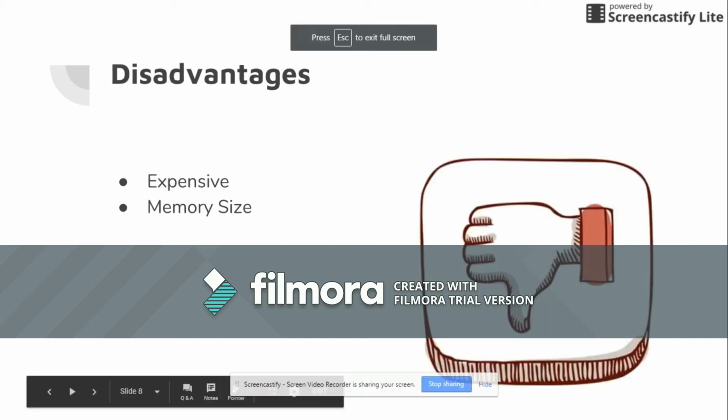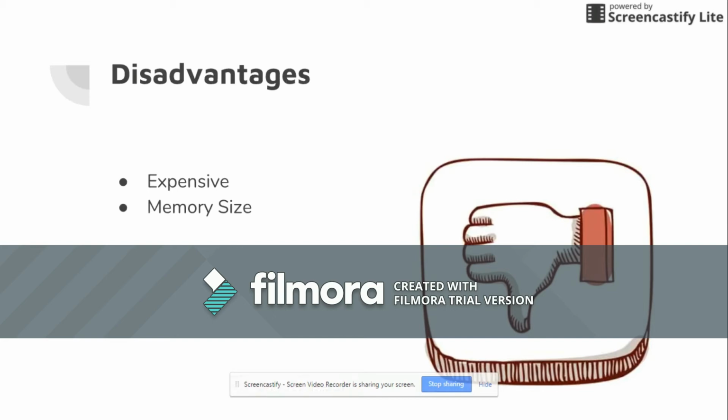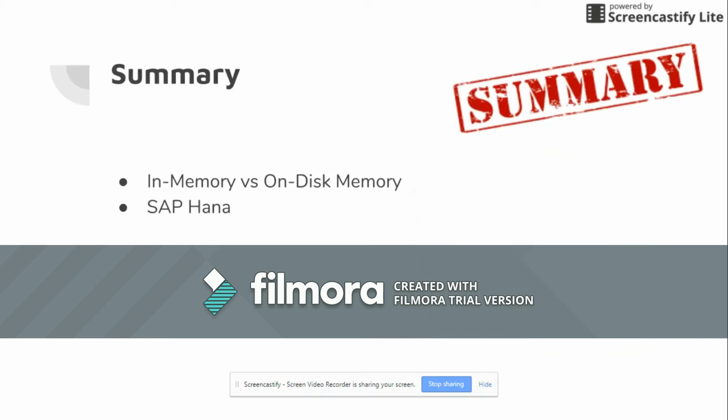Some disadvantages of IMDBs are, as I mentioned earlier, that it's so expensive to use. Another disadvantage is that the memory size of IMDBs is limited by the size of your computer. So you can't store all your data in an IMDB, and you're going to have to store some of it on disk. However, both of these disadvantages are solved using hybrids.